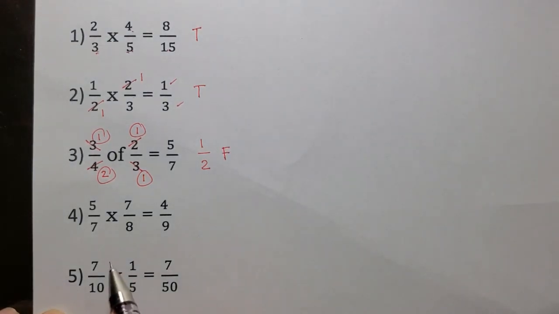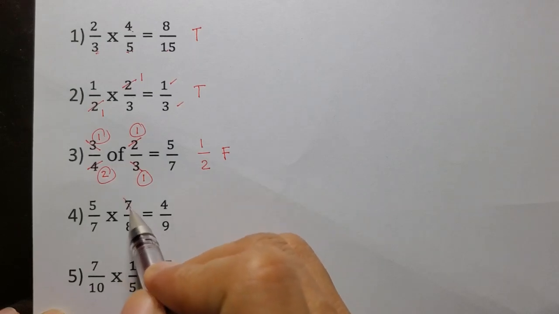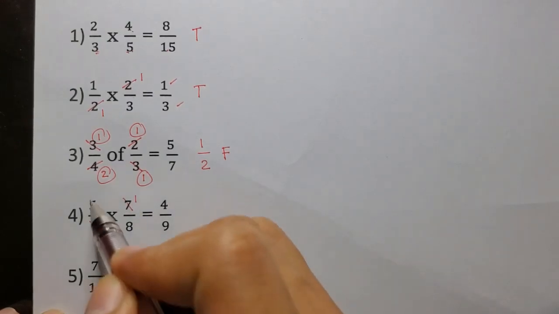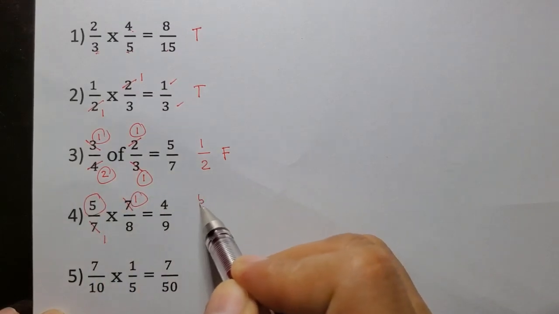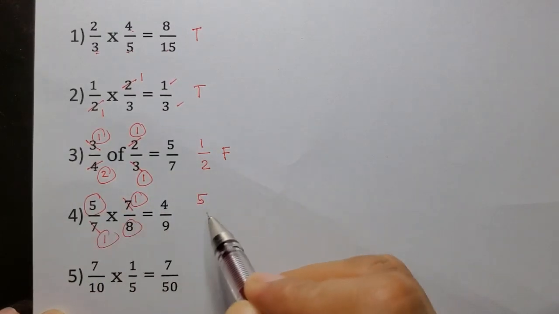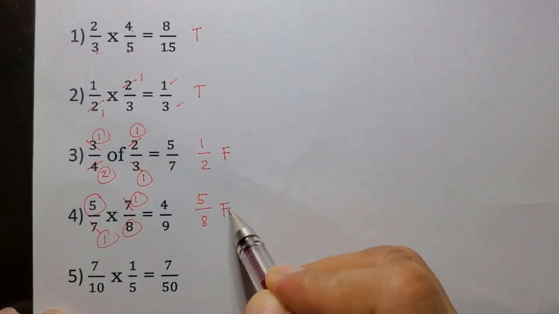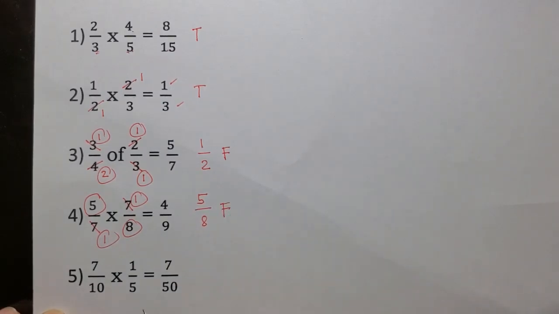For item number 4 here, you could cancel both 7 and 7, divisible by 7. Then no more. So 5 times 1 is 5. 1 times 8 is equal to 8. Your answer is 4, 9, so that's false. And finally here, of course, we have nothing to cancel here. So 7 times 1 is 7. 10 times 5 is 50. So that is true.